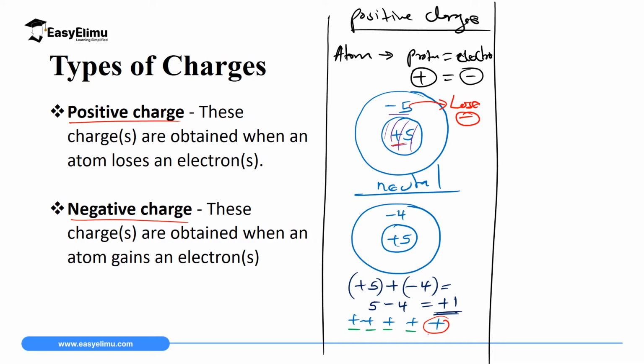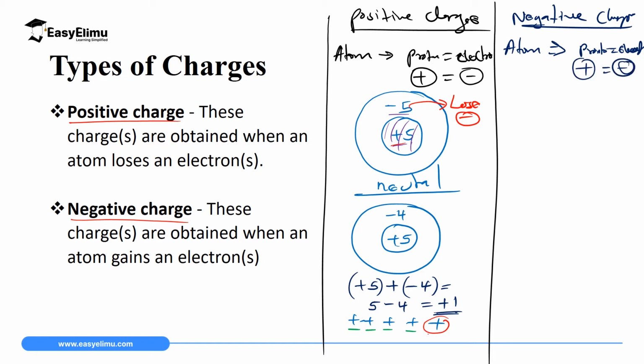Now, how do we form a negatively charged particle from a neutral atom? Remember, an atom, we have said the number of protons is equal to the number of electrons. Therefore, here in this case, positives is equal to the number of negatives. And now, if we have the same case like this one here with 5, we have an atom with 5 positively charged, then we have 5 negatively charged. In this case, it's neutral. Now, for us to have it negatively charged, it means we will have more electrons than protons.